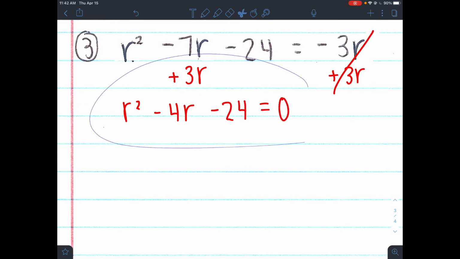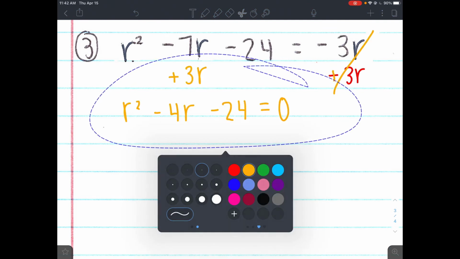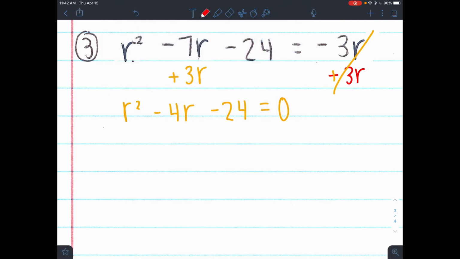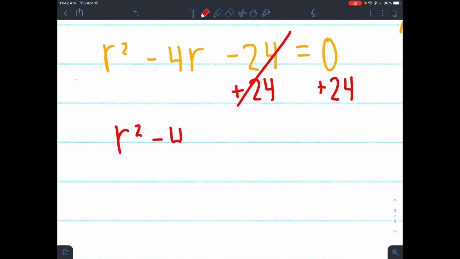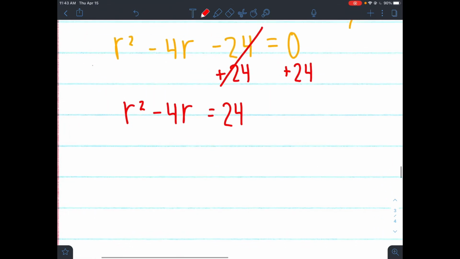But I'm not finished because I also have to move all my numbers to the right side. So that 24 has got to go. So I'm going to add 24 to the other side. Remember, variables on the left, numbers on the right. So we have r squared minus 4r equals 24. Positive 24.